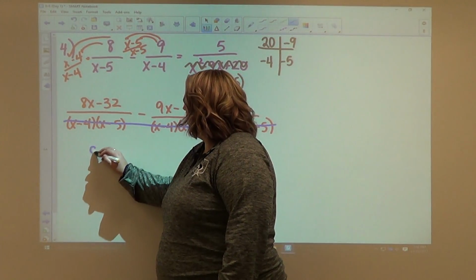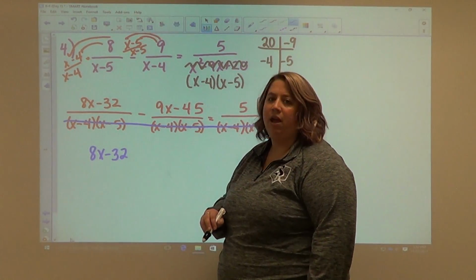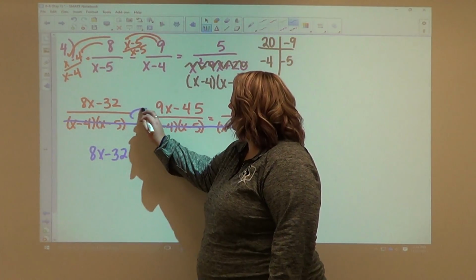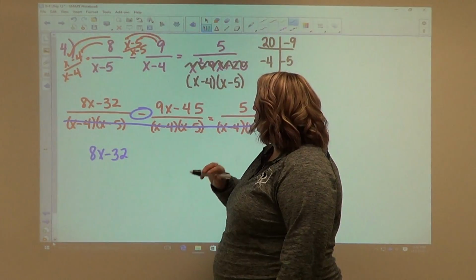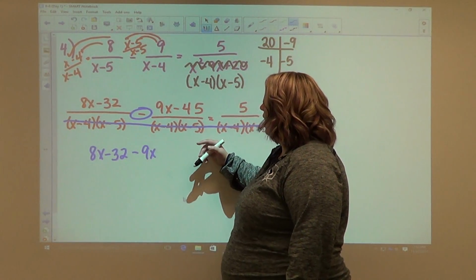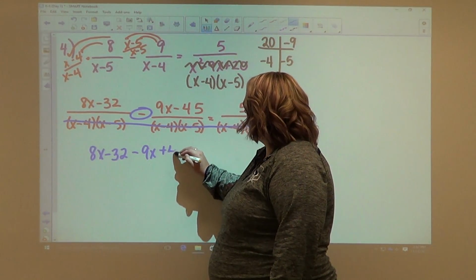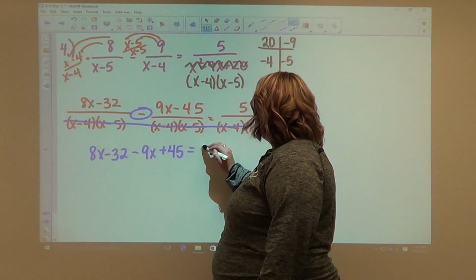So I would have 8x minus 32. Okay, here's where you have to pay attention. This is a minus sign, so that means both of those are going to be minus. So this would be minus 9x. And then I would have minus negative 45, which is going to turn into plus 45, equals 5.